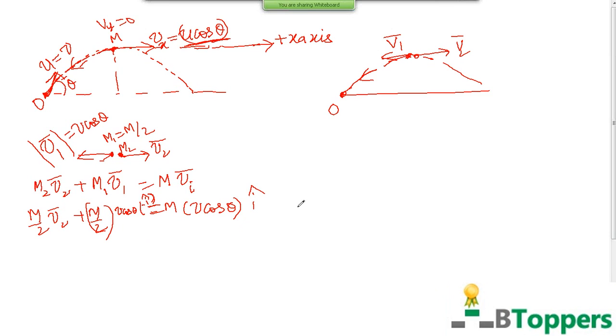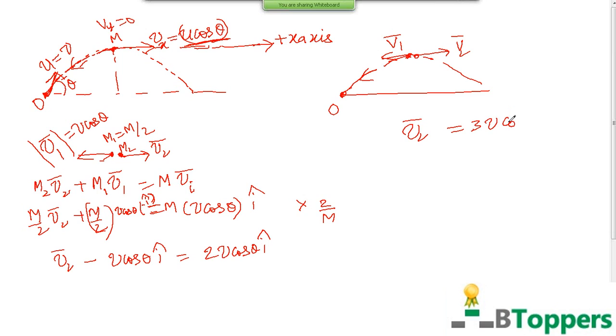So you can multiply the equation with 2 and divide with m. You get V2 bar minus v cos theta into I cap equal to 2v cos theta into I cap. So velocity of the second part, just after explosion, you get 3v cos theta into I cap.